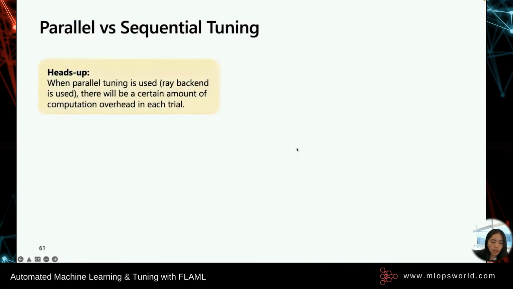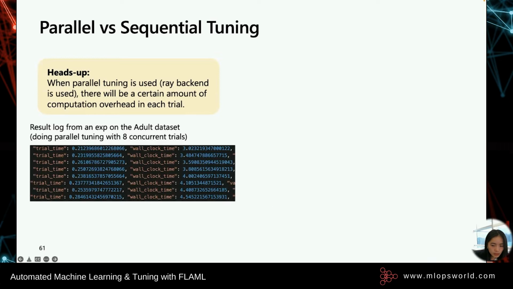About parallel tuning, we do have a heads up and suggested practices. First, you need to be aware that when parallel tuning is used, there will be a certain amount of computation overhead in each trial. This can be a problem when the actual time needed to run each trial of your experiment is relatively small.